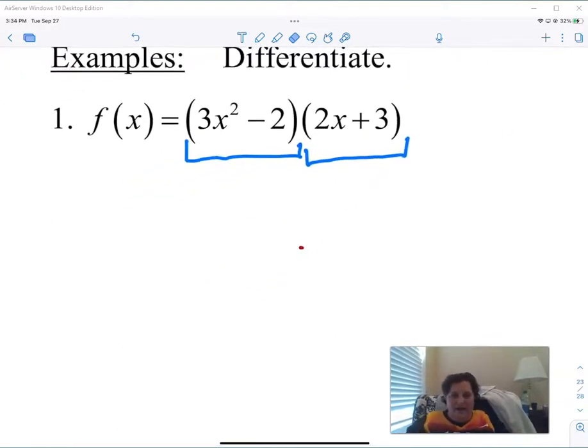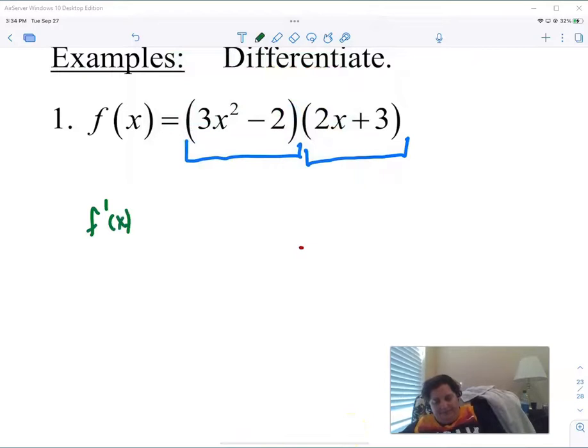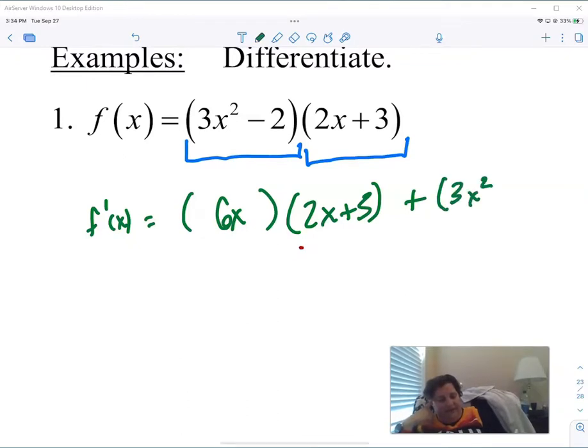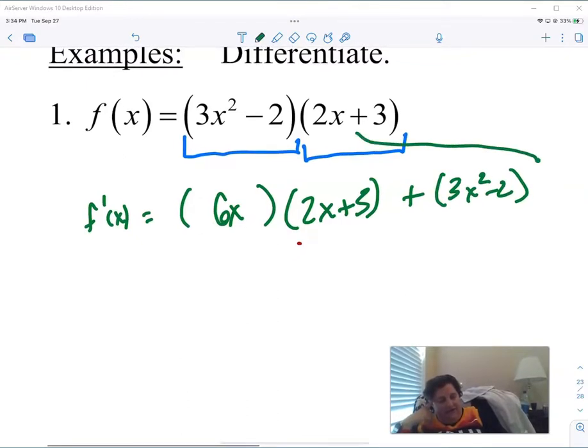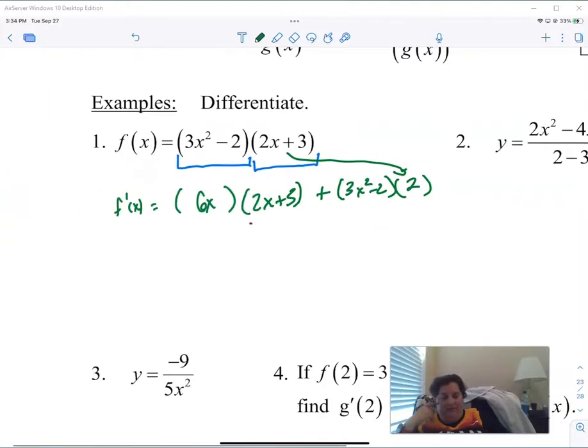Now, could I FOIL this out and do it that way? Yeah, sure, okay? But I want to do this using the product rule. So here's how we do it, okay? I usually start with derivative of the first times the second. So that's going to stay the same. Derivative of 3x squared minus 2 is 6x. All right, that's the first part. And then I leave the first the same and I do derivative of the second. And the derivative of 2x plus 3 is 2. And that is my product rule.